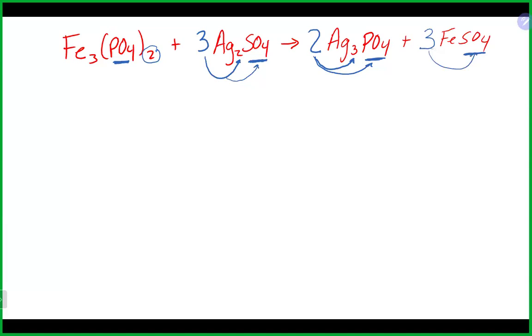That then also affected iron. How many irons do I have? And now how many irons do I have on the left-hand side? That worked out nicely. I'm done. Yes. So by keeping those together, it is a lot simpler to balance them as whole units.